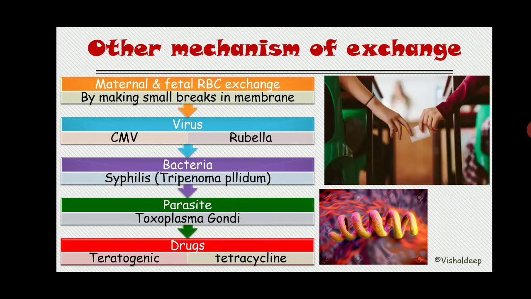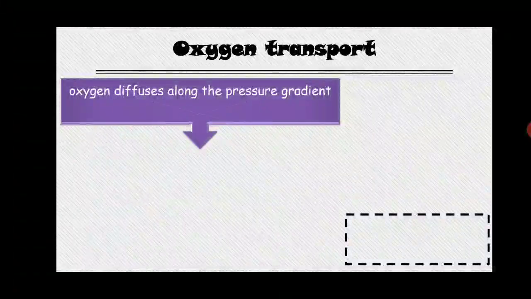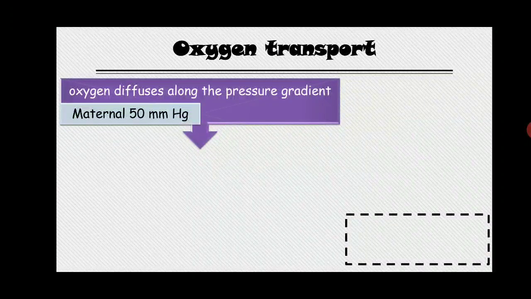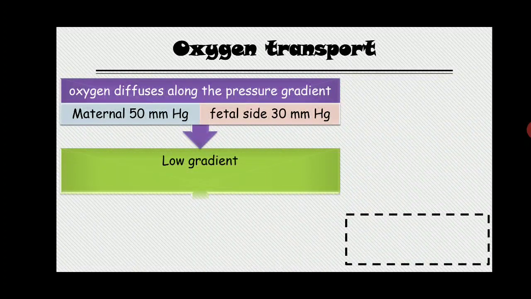Now, the most important one is the oxygen transport mechanism. As far as the oxygen gradient is concerned, oxygen diffuses along the pressure gradient. So maternal circulation that reaches the placenta has a partial pressure of oxygen of 50 mmHg, and on the fetal side it is 30 mmHg. So it is a very low gradient, right? And yet we have to provide a sufficient amount of oxygen to the fetal circulation.